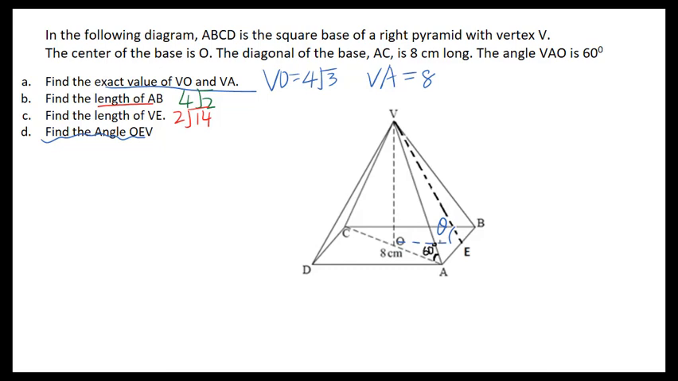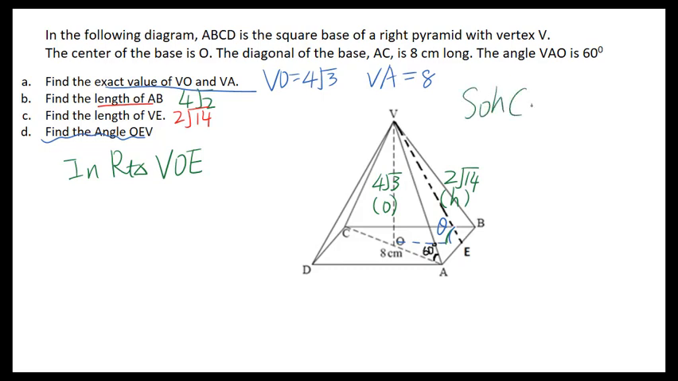So I connect OE, then label this as theta. In right triangle VOE, we know the VO, that is 4 square root of 3. We already figured out VE, that is 2 square root of 14. This is the opposite side. This is the hypotenuse side. So using SOH CAH TOA, we will use sine.